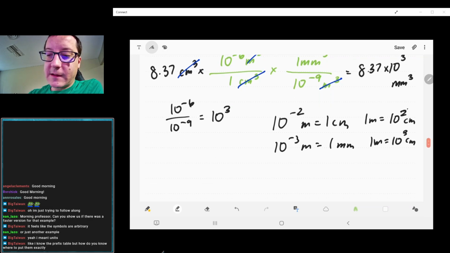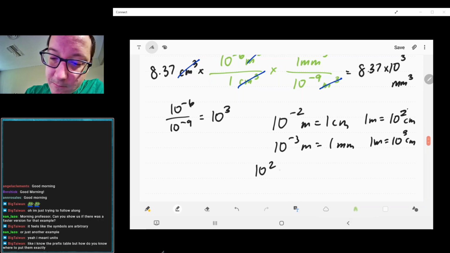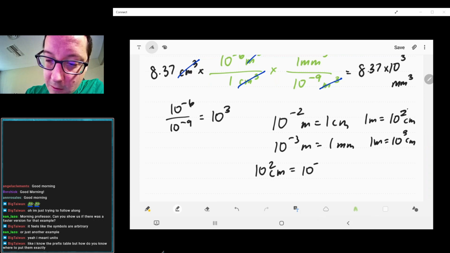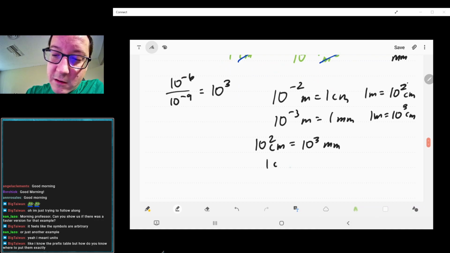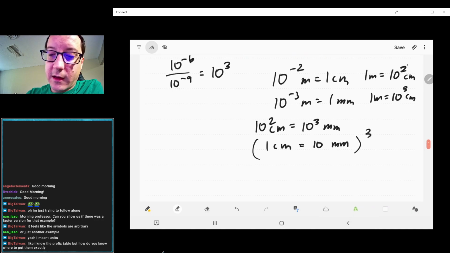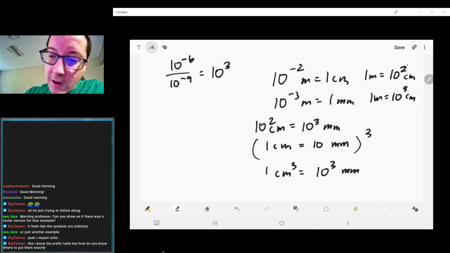And so now, since they're both equal to the same thing, we can say 10 to the squared centimeters equals 10 to the third millimeters, and therefore 1 centimeter equals 10 millimeters. If you just go ahead and cube this guy, you'll get your answer. And then you can just use that as one step unit conversion right there.